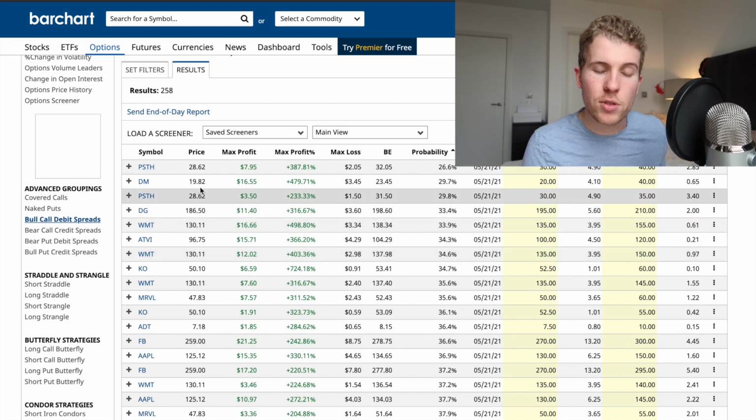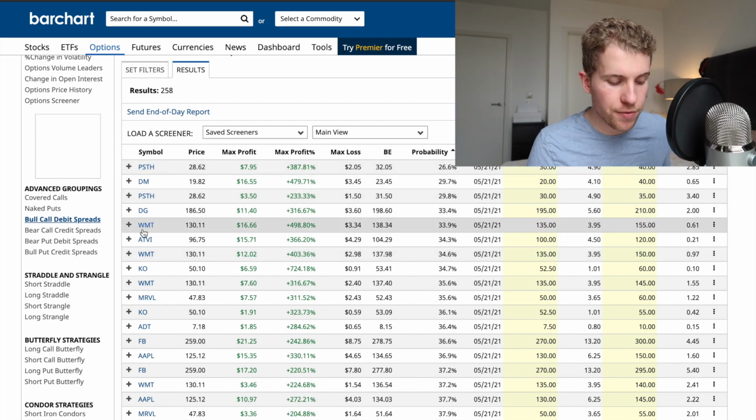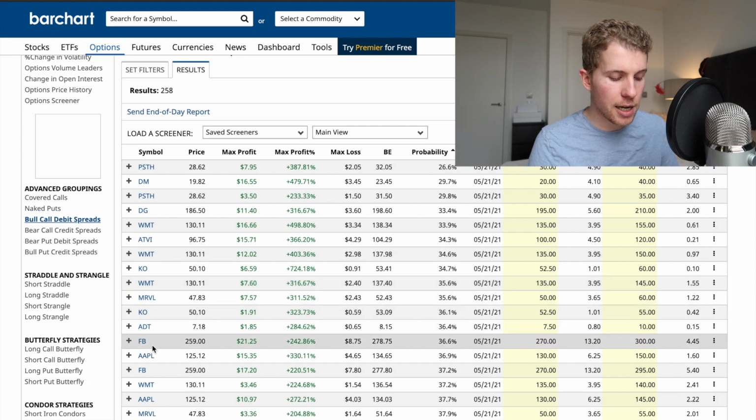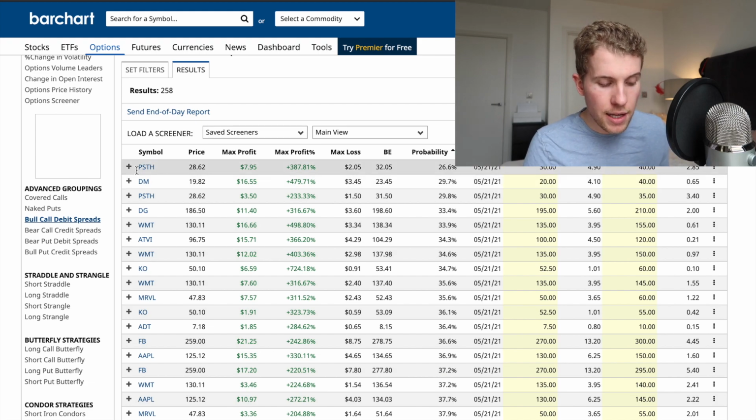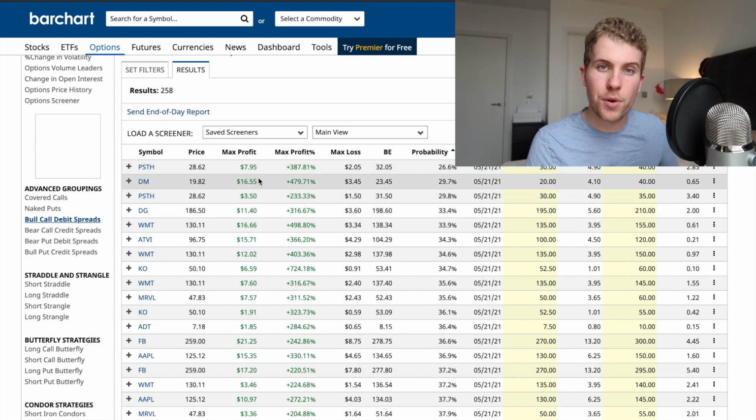At first, we have the symbol, the ticker. So as you can see, we find some Coca-Cola, some Facebook, Apple, Walmart. Then we have the price, which refers to the price of the stock that they're actually showing. Then we have the max profits for that trade.